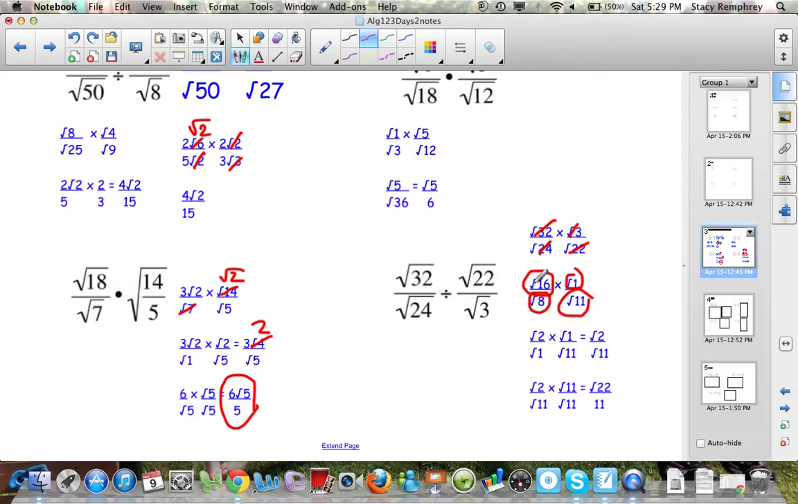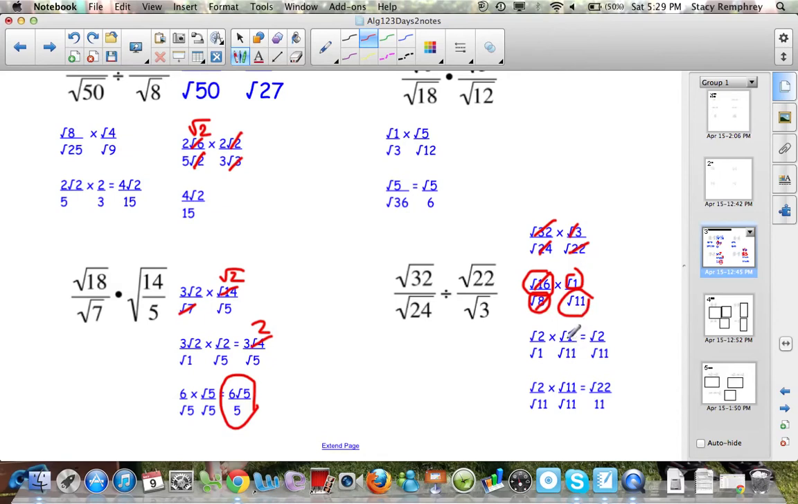And then I said, oh wait, look, let me look at this again. I could simplify the square root of 16 with the square root of 8 and make that the square root of 2 over the square root of 1. So I simplified here, again, dividing this and this by the square root of 2, this and this by the square root of 3. And then I looked again and said, you know what, I can simplify the square root of 16 and the square root of 8. So I got to here.